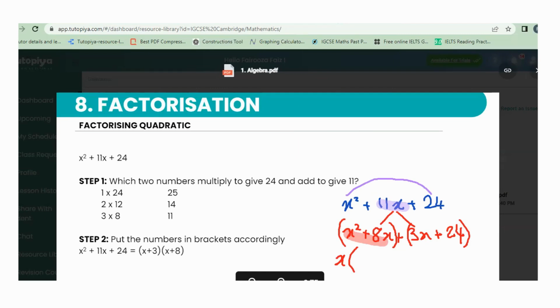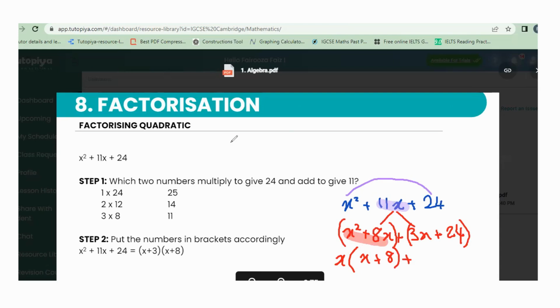What's inside? Anybody? Michelle, can I have the answer from you? Alicia, yes, correct. So we have x plus 8 here. Good. And then next expression, 3x plus 24. Very good, Michelle. Thank you for the answer.